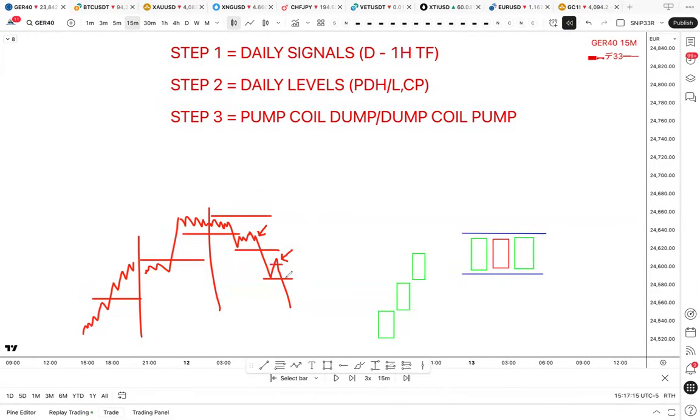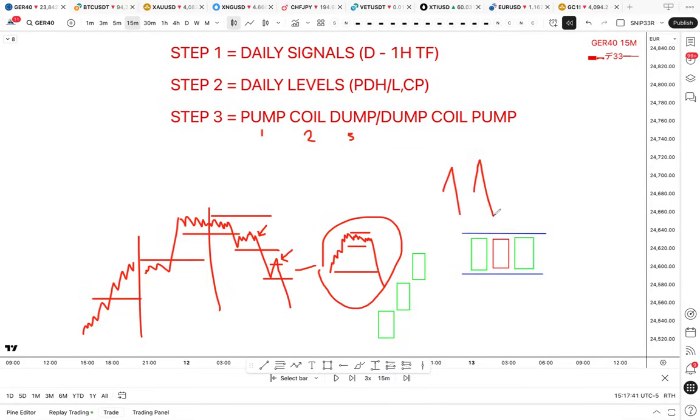And even the A top, if you go to a smaller time frame, if we were to zoom in on this, it's still a pump coil dump. So no matter what, we're still looking for 1, 2, 3. It's just the A top will be a 15-minute A top or maybe a 1 hour A top. But on a smaller time frame, if you zoom in, it's still a pump coil dump, no matter what. So that's why I say they're both the same. The only difference is where they're happening.